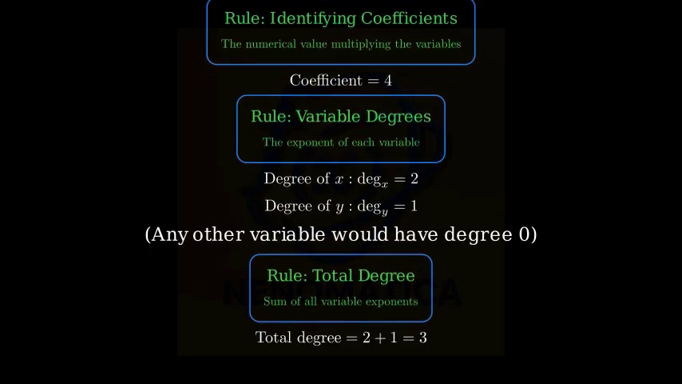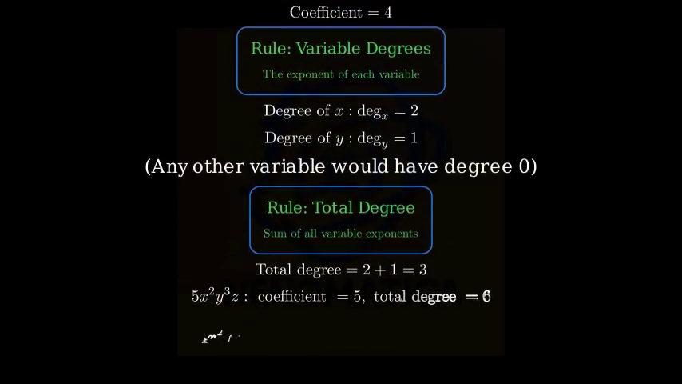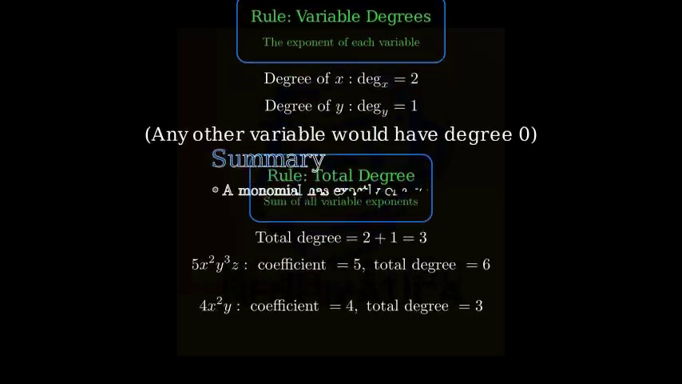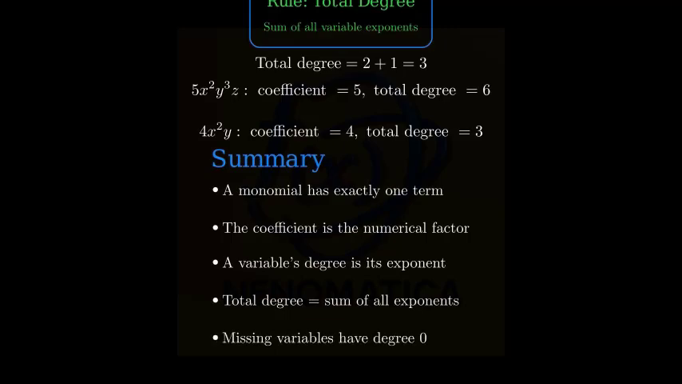Let's compare our two examples side by side. The first monomial, 5x squared y cubed z, has a coefficient of 5 and a total degree of 6. The second monomial, 4x squared y, has a coefficient of 4 and a total degree of 3. The degree of a monomial helps us understand its behavior in algebraic operations and is especially important when working with polynomials.